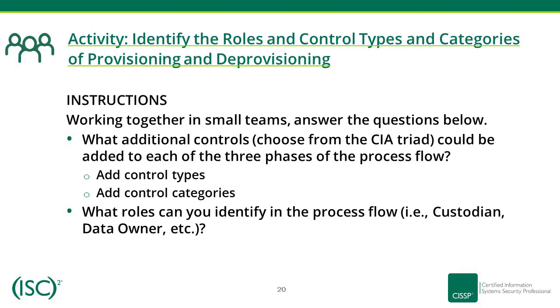Instructions. Working together in small teams, answer the questions below. What additional controls, choose from the CIA triad, could be added to each of the 3 phases of the process flow? Add control types. Add control categories. What roles can you identify in the process flow, i.e., custodian, data owner, etc.?